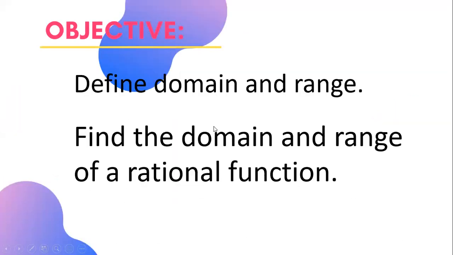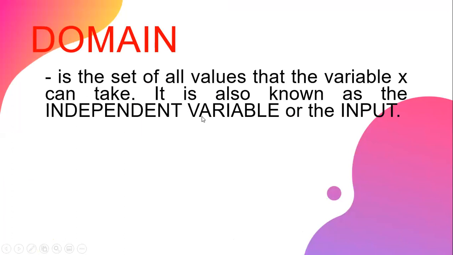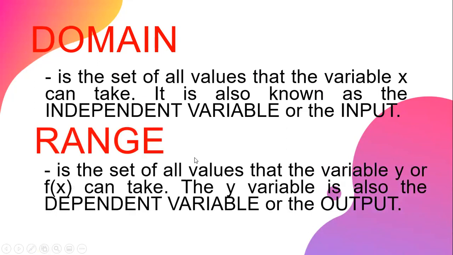These are the objectives. We need to define what our domain and range are, and then find the domain of the rational function. We all know that the domain is the set of values of the x variable. The domain is also known as the independent variable or the input, while the range is the output. The range is the y values, the dependent variable.